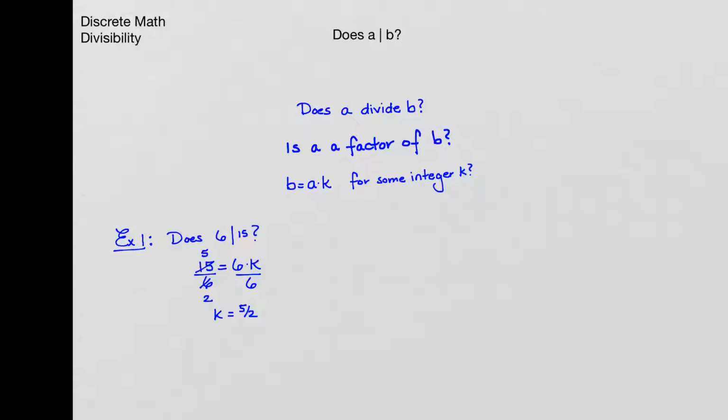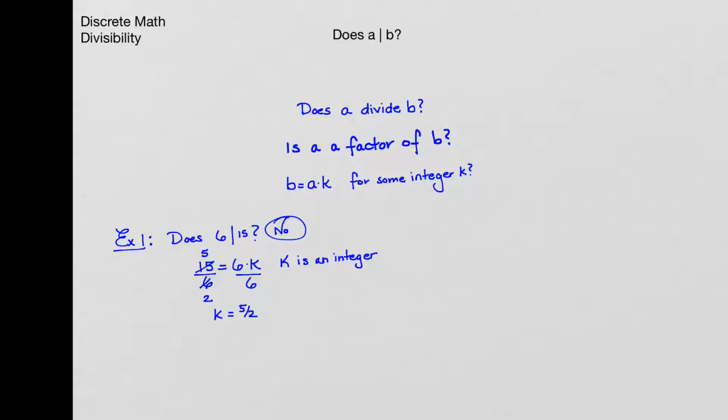But what we said originally was k is an integer. Right? So k is not allowed to equal 5 halves. So the answer to this is no. Does 6 divide 15? No, it does not. And that's the end of that one.